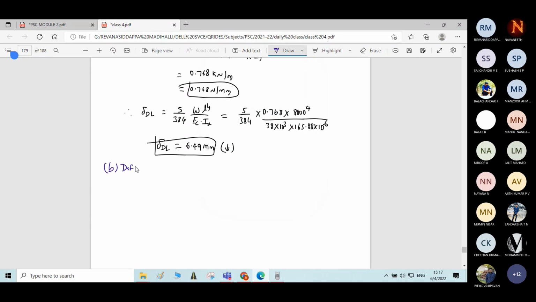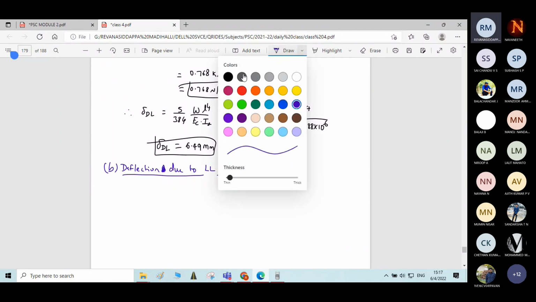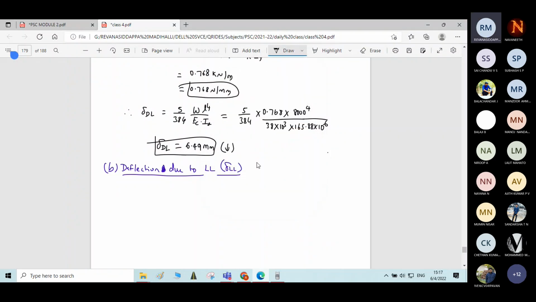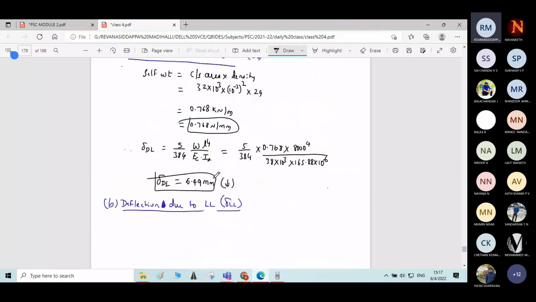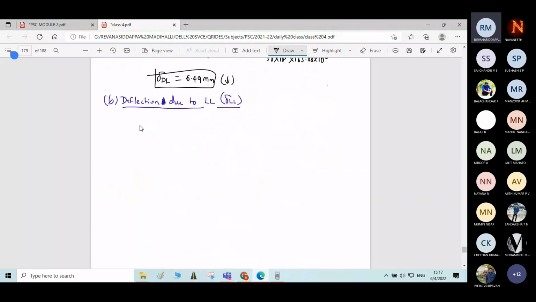Deflection due to live load, delta LL. Okay. Now, live load intensity, how much is it given? It is given as 2 kN per meter. Means it is a UDL only. Two kilonewton per meter. 8 meter is the span.